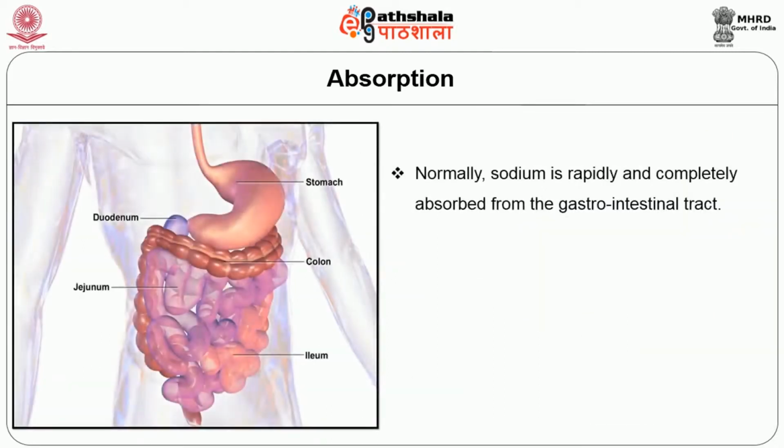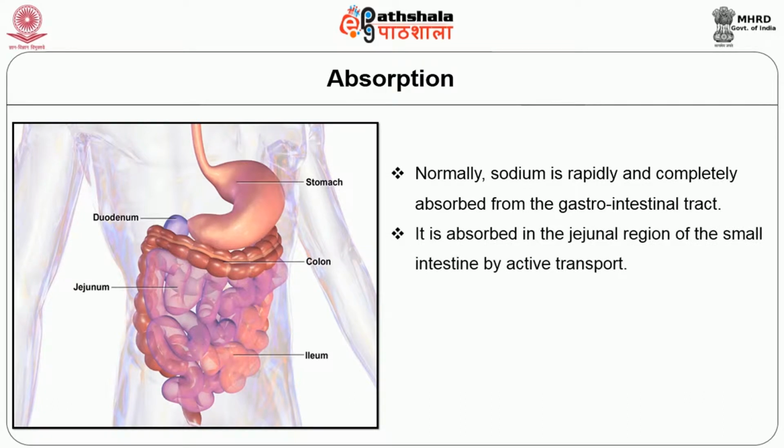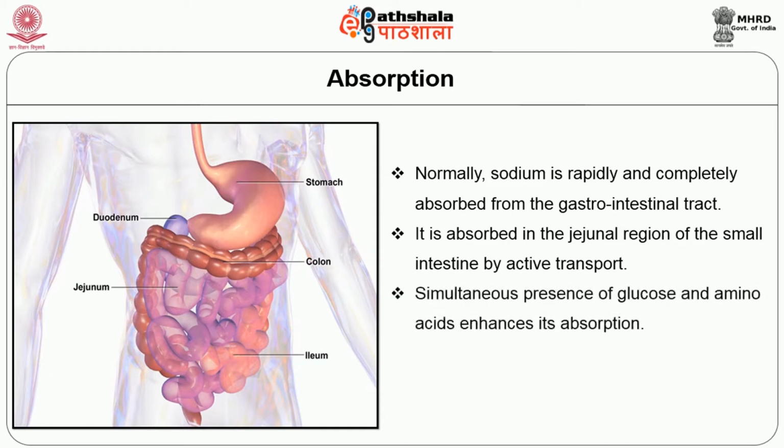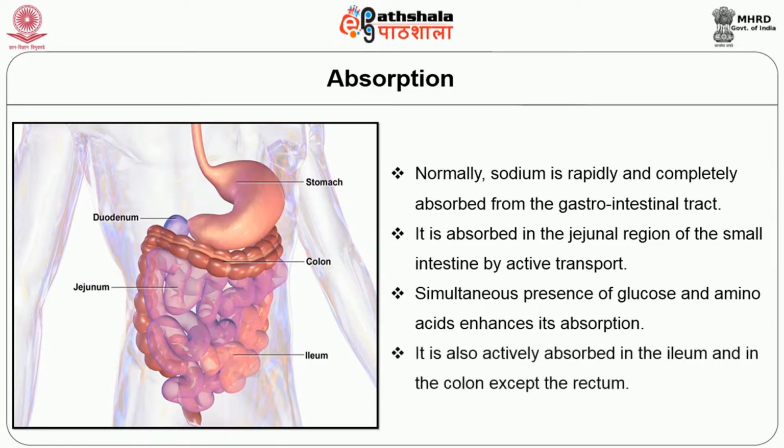Let us start absorption. Normally, sodium is rapidly and completely absorbed from the gastrointestinal tract. It is absorbed in the jejunum region of the small intestine by active transport. Simultaneously, the presence of glucose and amino acids enhances its absorption. It is also actively absorbed in the ileum and in the colon except the rectum.